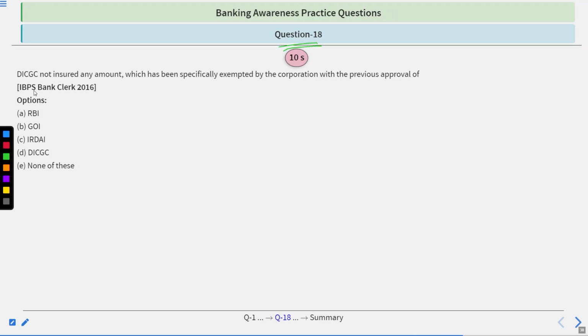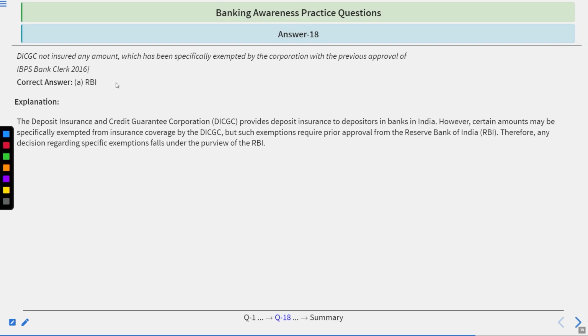Question number 18. DICGC does not insure any amount which has been specifically exempted by the corporation with the previous approval of: Reserve Bank of India, Government of India, Insurance Regulatory and Development Authority of India, Deposit Insurance and Credit Guarantee Corporation of India, or none of these? To answer this, you have 10 seconds. Time starts now. Okay, the time's up. Correct answer is A, Reserve Bank of India.